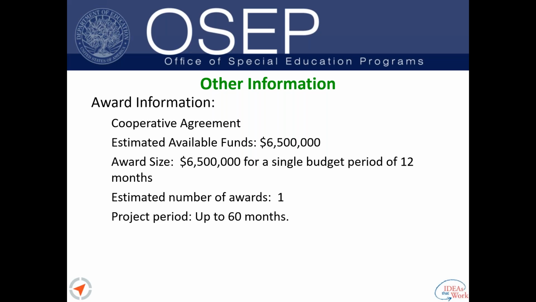This is a cooperative agreement. The estimated available funds are $6.5 million. Contingent upon the availability of funds and the quality of applications, we may make additional awards in FY 2020 from the list of unfunded applications from this competition. The estimated number of awards is 1, and the award size is $6.5 million for a single budget period of 12 months, with a project period up to 60 months.